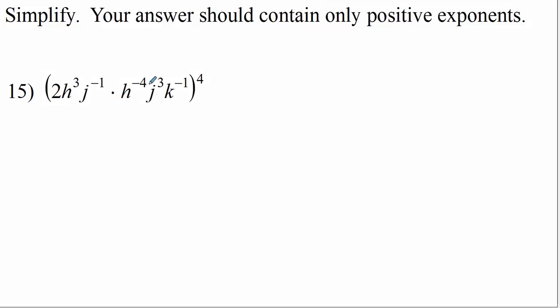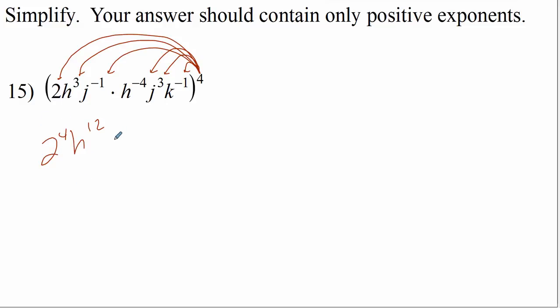Okay, let's look at this one here. All of this is now in parentheses raised to the fourth power. So I want to distribute that 4 through to everything. That includes the numbers that are there. So let's rewrite it. 2 to the 4, h to the 12, j to the negative 4, times h to the negative 16, j to the 12, k to the negative 4.